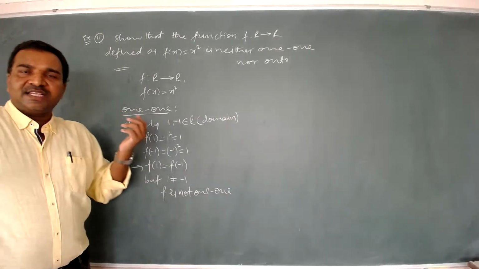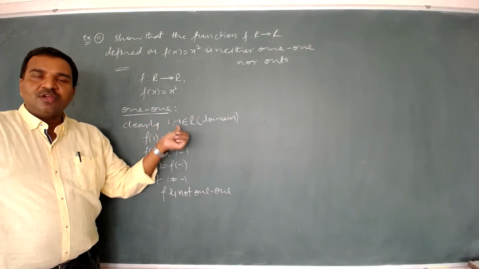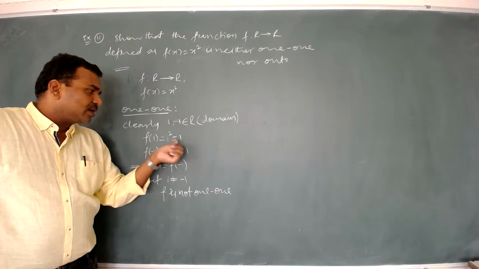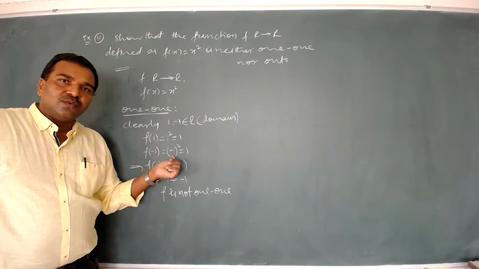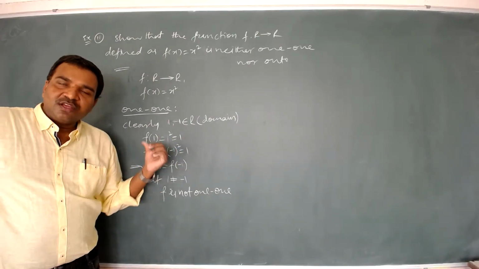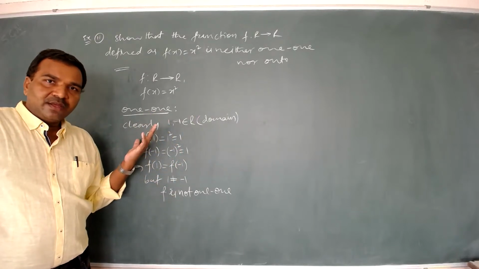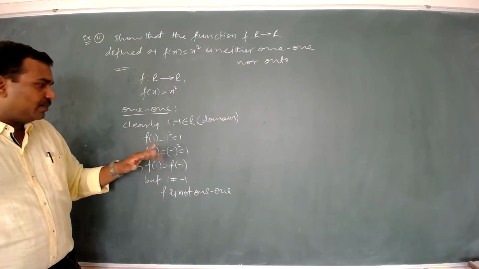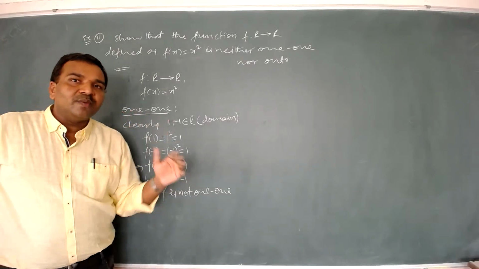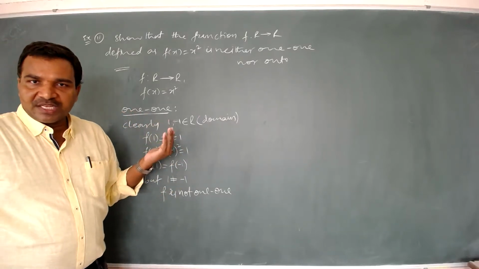You can take another example also. You can take 2 and minus 2. F of 2 is 2 square, that is 4. F of minus 2 is minus 2 square, also 4. So f of 2 equals f of minus 2, but 2 is not equal to minus 2. You can explain by taking other examples also. It is not compulsory to take 1 and minus 1. You can take 2 and minus 2, 3 and minus 3, 4 and minus 4, like this.